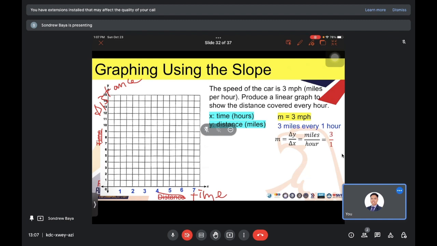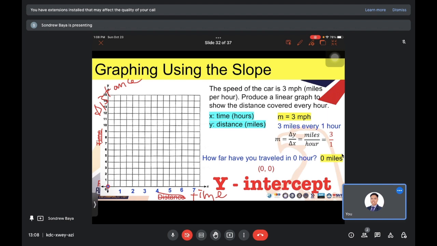The question is, how do you start? How do you use the slope? To use the slope, we need to have a starting point. And for you to know what the starting point is, you must answer this question. How far have you traveled in 0 hours? If it's 0 hours, that means you haven't traveled anything yet. That means you've covered 0 miles as well. Thus, from here, we can come up with the ordered pair 0, comma 0. And this question actually talks about one concept, which is what we call the y-intercept.